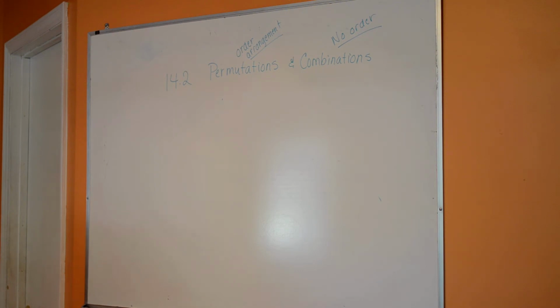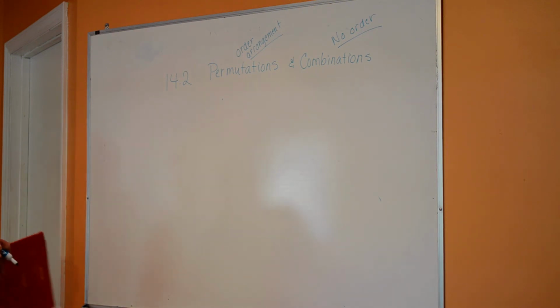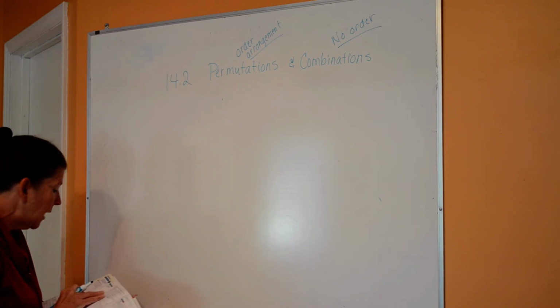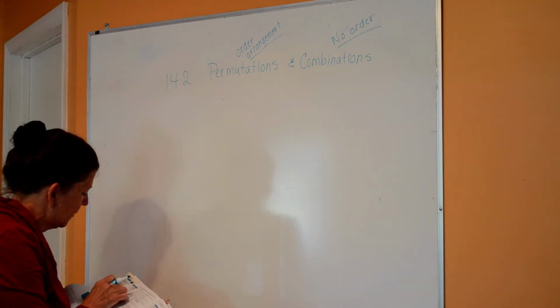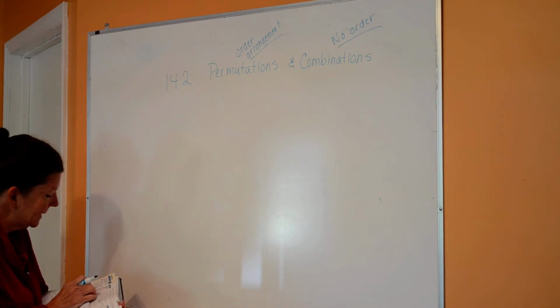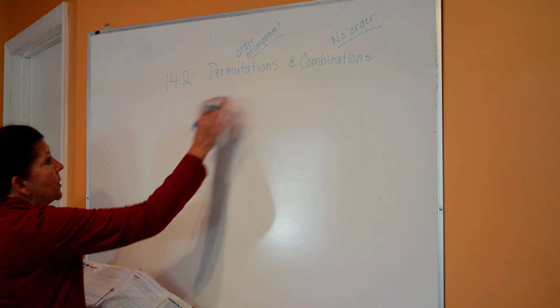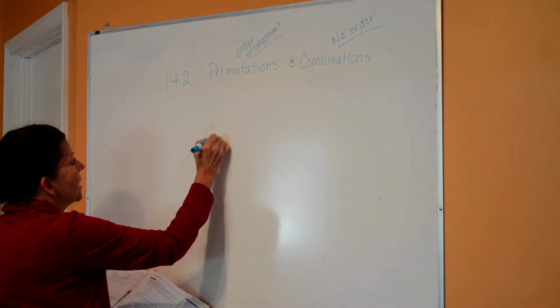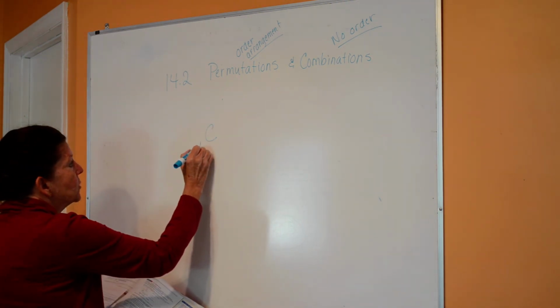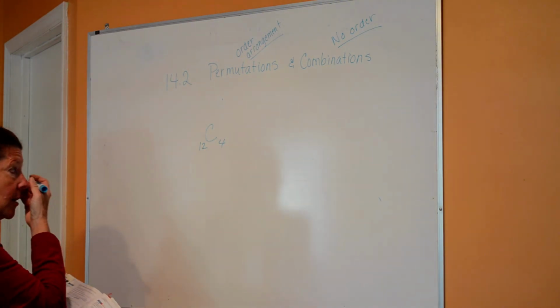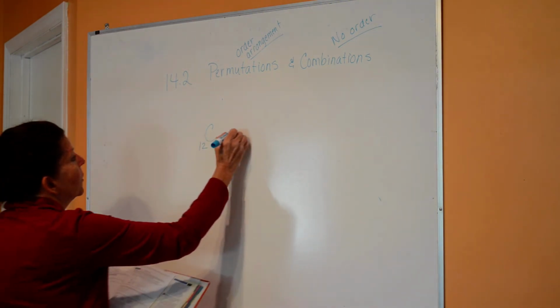All right, customers are at Tony's Pizzeria and they can choose 4 out of 12 toppings for each pizza for no extra charge. How many different combinations of pizza toppings can be chosen? So there's no order here, I'm just choosing toppings. And I'm choosing from 12, I'm choosing 4. So it's a combination of 12 things taken 4 at a time.